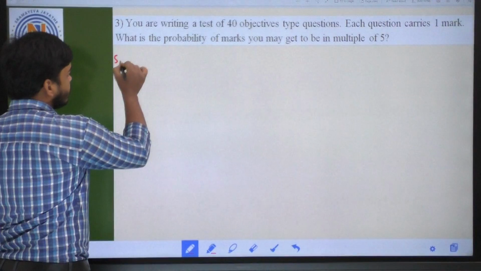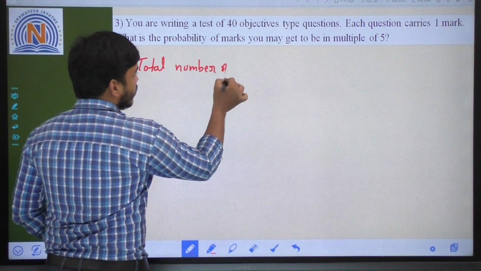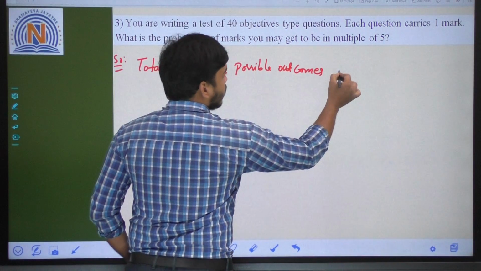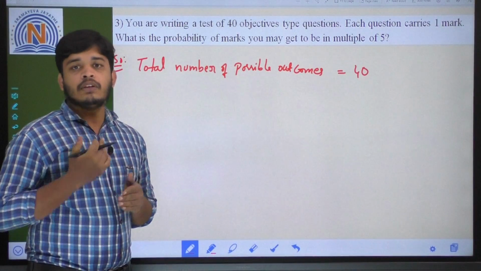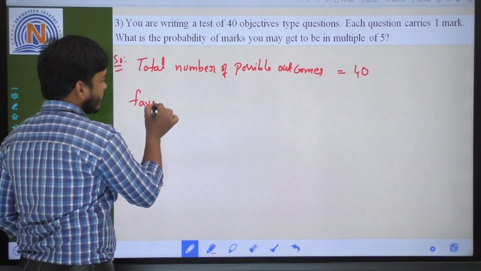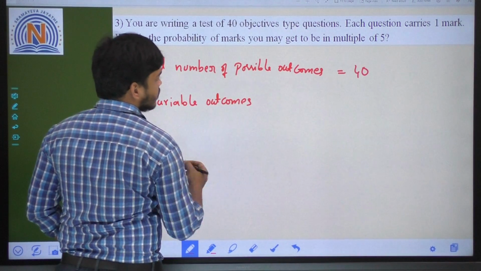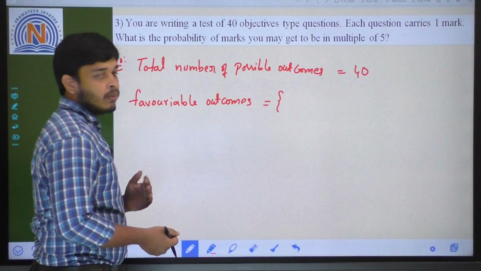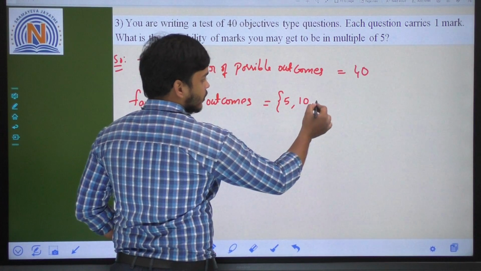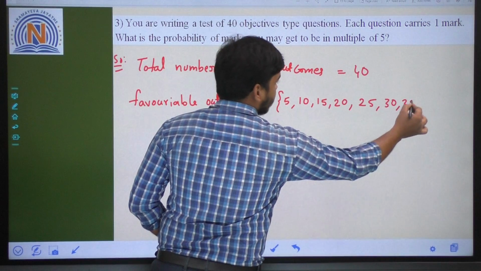So the total number of possible outcomes is 40. Now we need to calculate the marks obtained that are multiples of 5. If you are looking at favorable outcomes, how many marks are multiples of 5? That is 5, 10, 15, 20, 25, 30, 35 and 40.